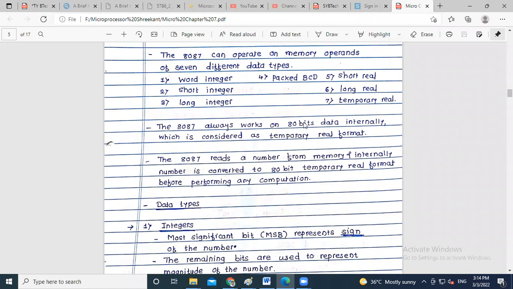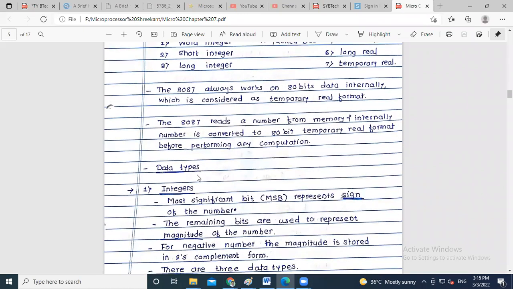Because it is 10 bytes. 1 byte is equal to 8 bits, as you know. So 10 bytes means 80 bits. 10 into 8 is 80 bits of data capacity in the 8087. That is why the execution process is very fast compared to other processors. Internally, the data is considered as temporary real format. So the 8087 internally converts the data into 80-bit temporary real format before the computation.